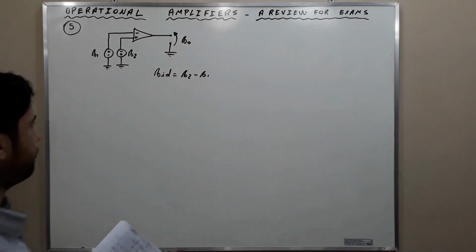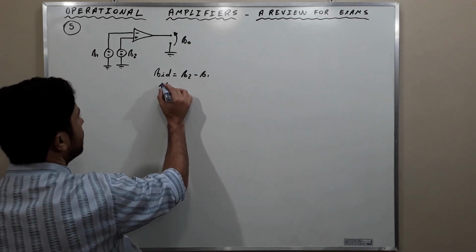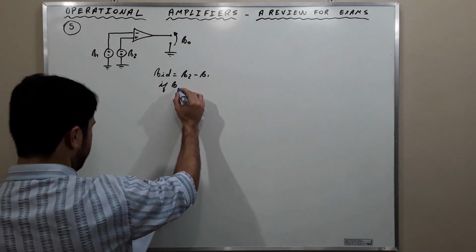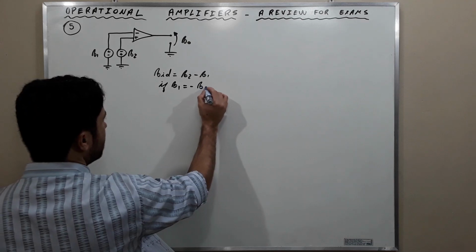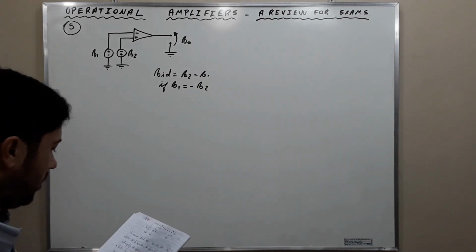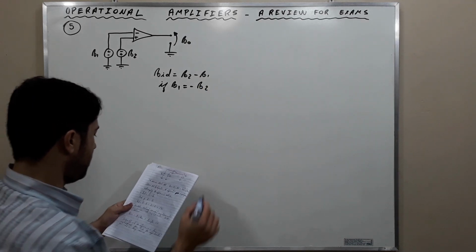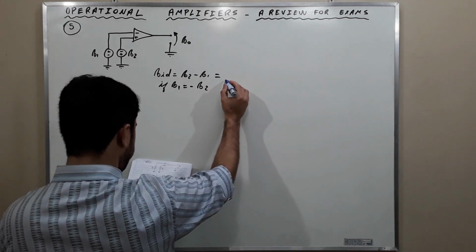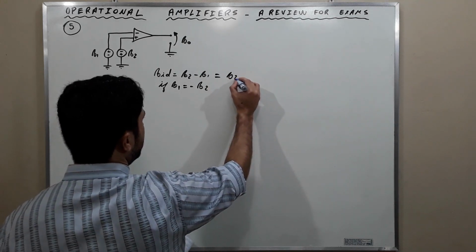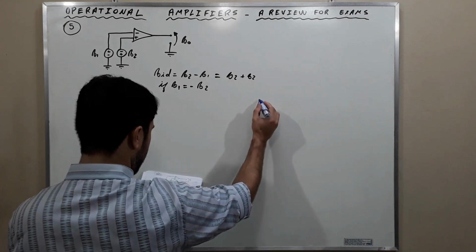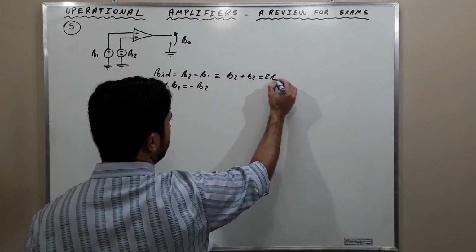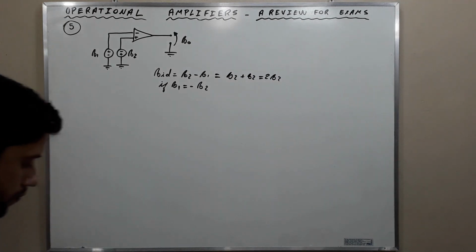And if V1 is equal to negative V2, then VID will be equal to V2 plus V2, which is equal to 2 V2.